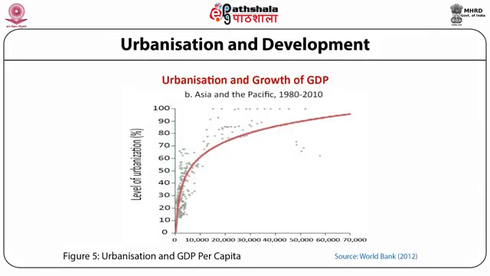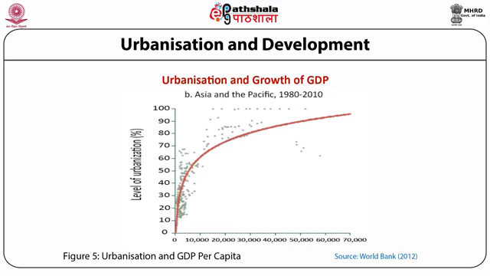Urbanization and growth of GDP. Urbanization is always supposed to have a positive association with growth of GDP. This relationship can be easily observed from Figure 5. The figure shows that for most of the countries in the world, the per capita income starts rising only when the rate of urbanization crosses the 50% level.